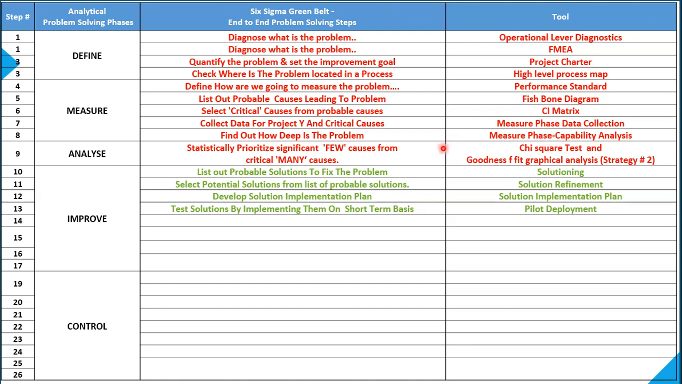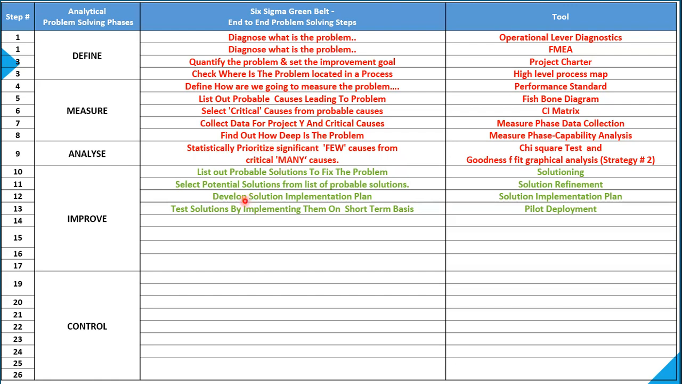Once that is done, we entered the analyze phase, and in the analyze phase we analyzed critical causes and tried to find out statistically significant causes with the help of the chi-square goodness of fit test. That's in graphical assessment, the graphical analysis of the chi-square goodness of fit test. And here we followed a couple of strategies, strategy 1 and strategy 2. We tried to find out how to deploy chi-square for both of these strategies. So that's about the analyze phase.